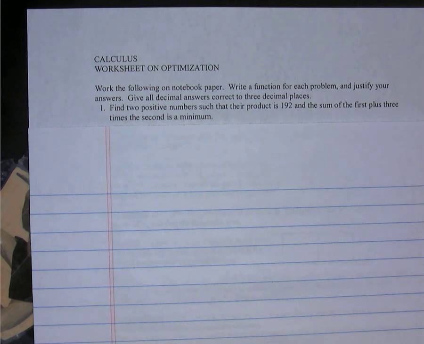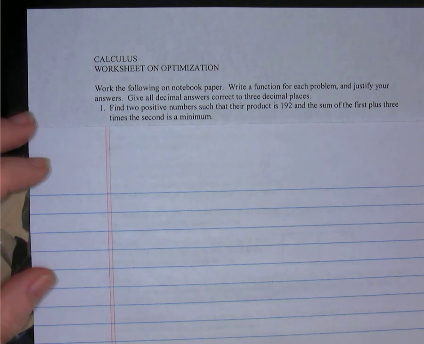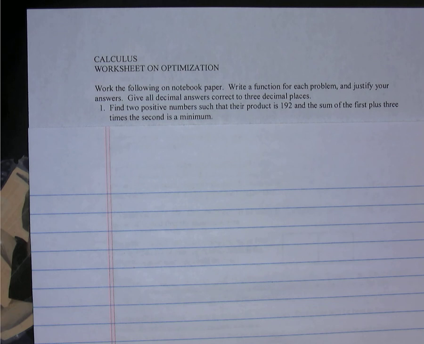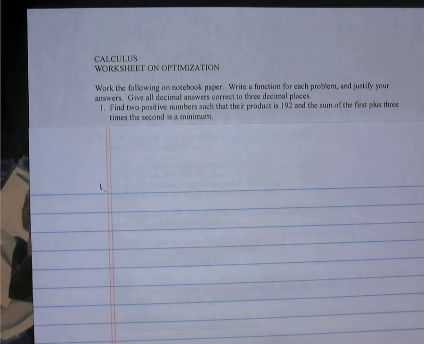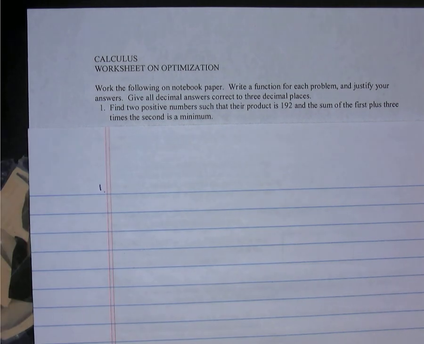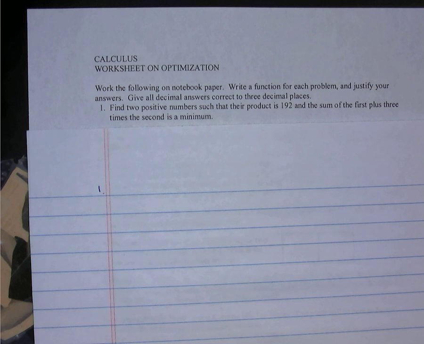I will work through some of these problems in case you get stuck over the weekend. So first, number 1: find two positive numbers such that their product is 192 and the sum of the first plus 3 times the second is a minimum.